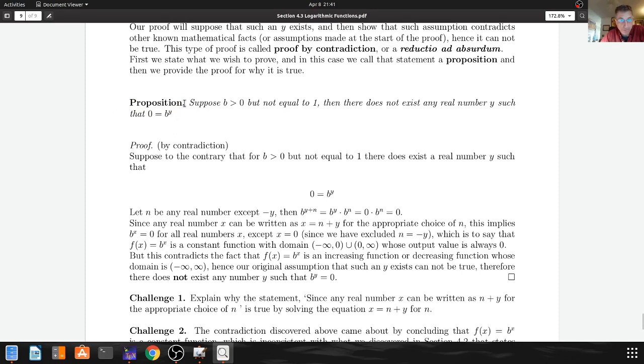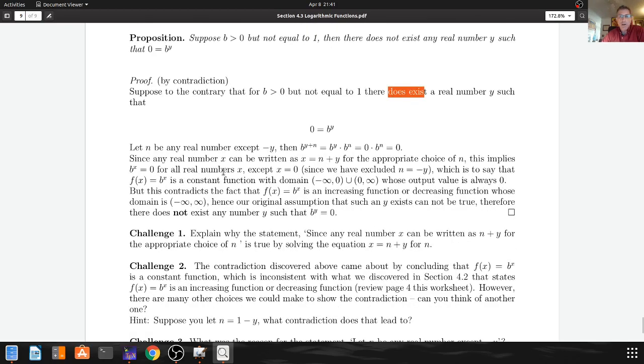So here's my proof of what this is. Proof by contradiction. So I'm going to suppose to the contrary that this is actually true. That for b greater than 0 but not equal to 1, there does exist a real number y such that 0 is equal to b to the y. So I assume the very thing I want to prove true, I assume that it's actually false. So now what follows are the implications of that assumption.